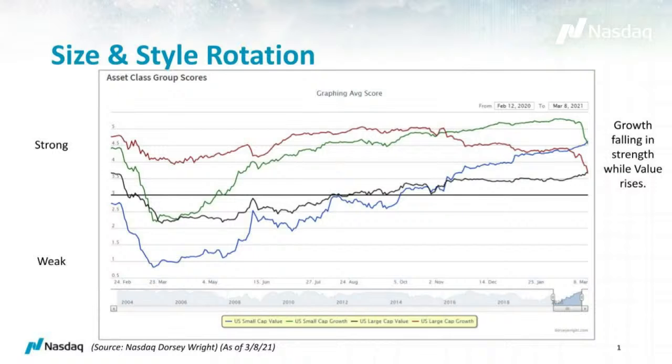But what's interesting here, Jill, is that we're seeing another change take place where we're starting to see not only large growth fall in momentum or fall in strength, but we're seeing the rise of small cap value take place. And we're seeing a transition between small value and small growth. So these are just some of the rotation that we're seeing today. And this has been going on for the last few months.